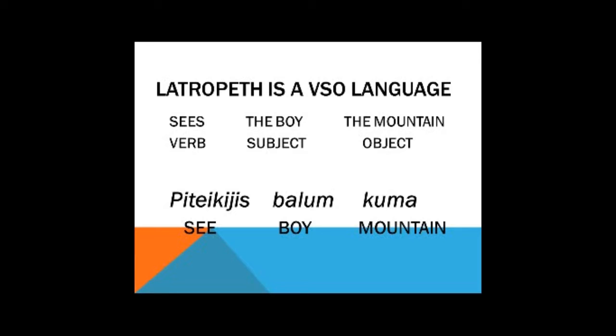There's no equivalent for the definite article in Latropeth, like in many languages, so there's no "the boy" or "the mountain," it's really just see boy mountain. That, I believe, is the first full Latropeth sentence that I've illustrated, so there you go. Pite yika yis balum kuma. Let's zero in on the verb, pite yika yis, and break it down and see how it's put together.